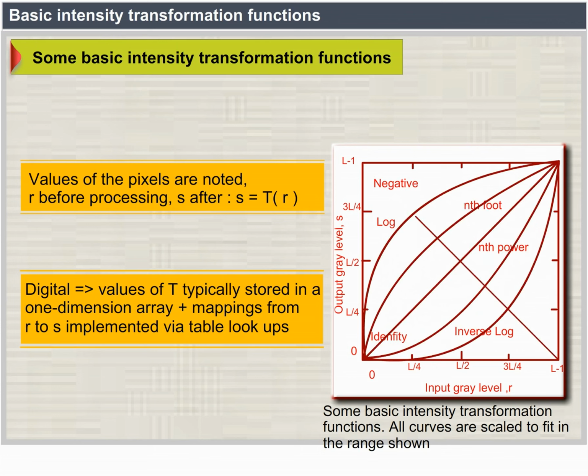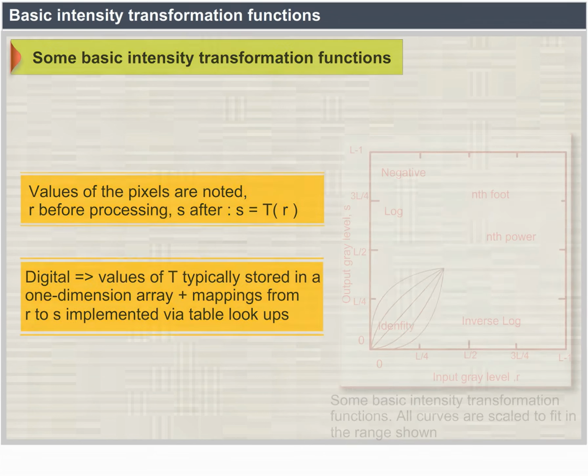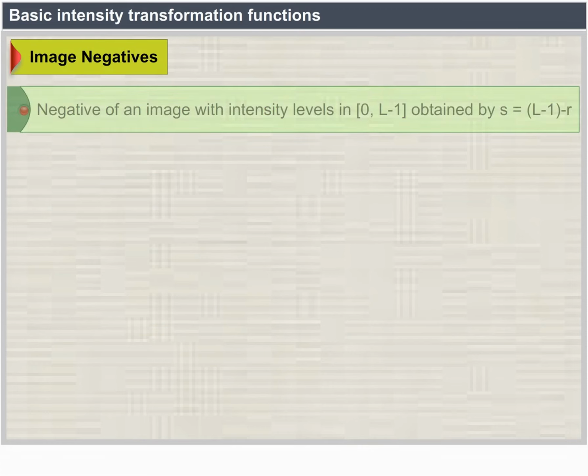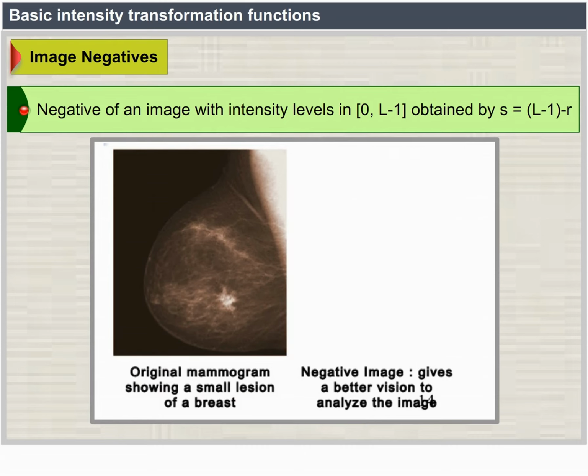Some basic intensity transformation functions. All curves were scaled to fit in the range shown. Image negatives. The negative of an image with intensity levels in [0, L-1] is obtained by S equals L-1 minus R.